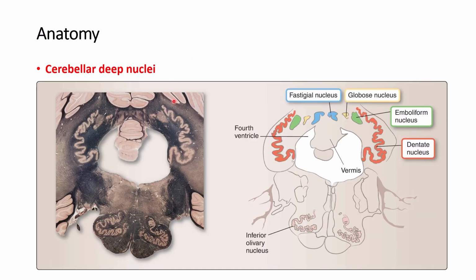This is an image of the cerebellum, a histology of it. This is the fourth ventricle, and this is the brainstem. And you can see the different nuclei in the cerebellum. This is the fastigial nucleus. This is the globose nucleus. This is the emboliform nucleus. And this thing that you see, the big one, is the dentate nucleus.